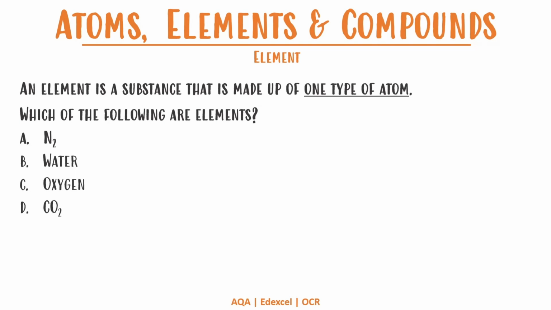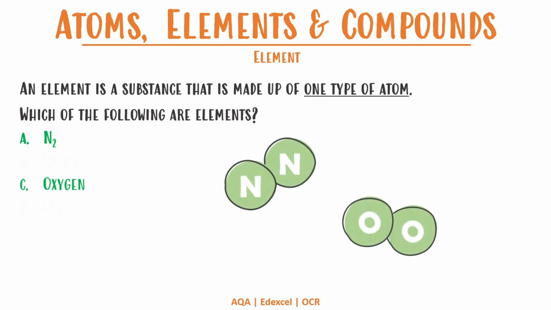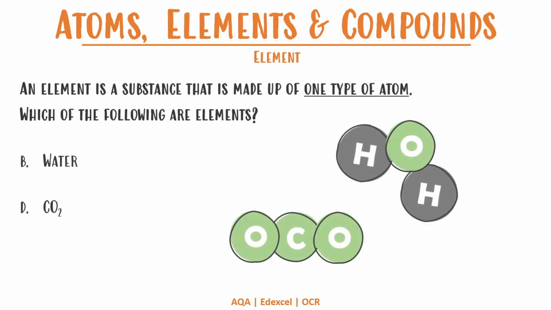Okay, let's see how we've done. The answer to this question is A and C. Let's have a look at why. Both of these are elements, in which case they are made up of one type of atom. Using the formula N2, well, there are only Ns, or nitrogens, and oxygen has the formula O2, so only oxygens. Whilst B and D are compounds, which we'll have a look at, B and D are made up of more than one type of atom.